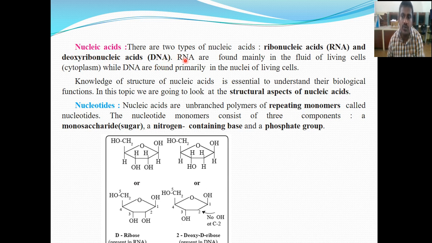So where is this RNA found? RNA is found in the fluid of living cells, mainly in the cytoplasm. So what about DNA? Where is DNA found? DNA is found in the nuclei of living cells, in the nucleus.